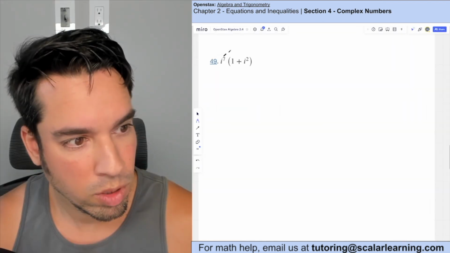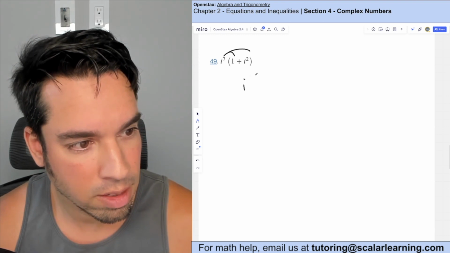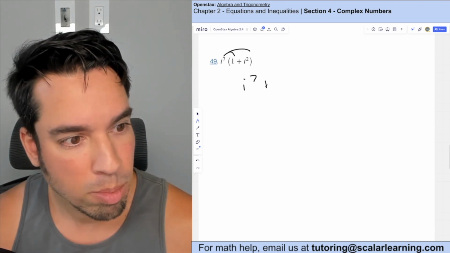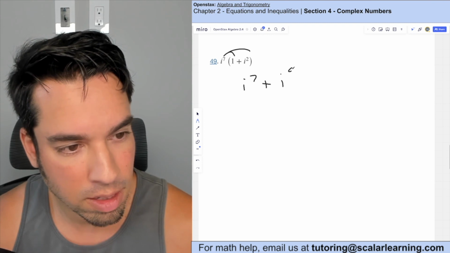Done. Here we're going to distribute like so. That's i to the 7th, just times 1 as itself. Plus we add the exponents. That's i to the 9th.